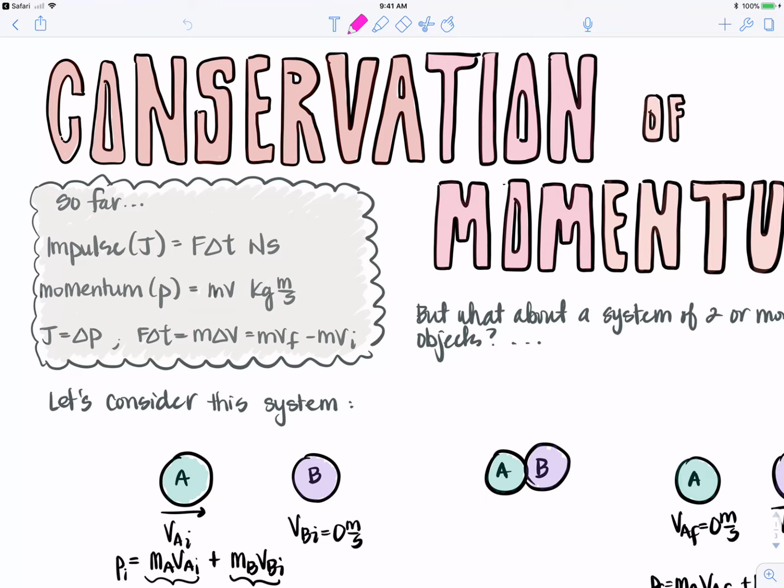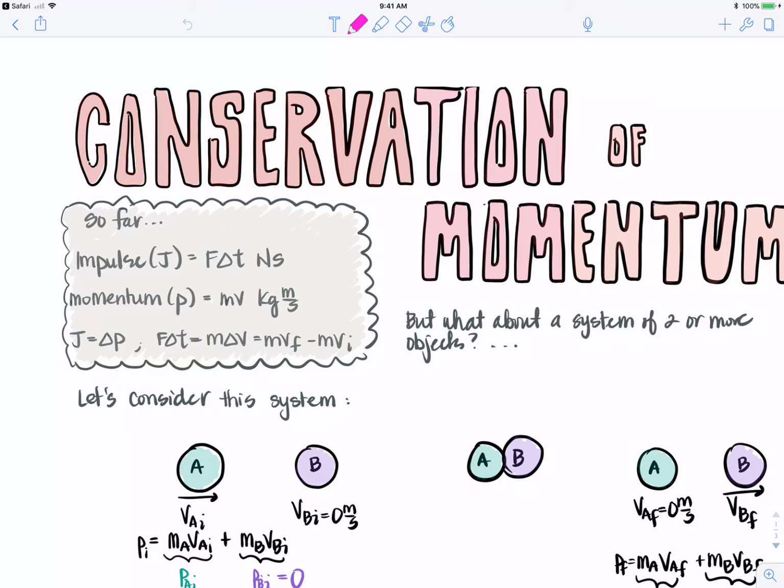We also saw impulse momentum theorem, which equates the impulse to the change in momentum. Again, this is not impulse equals momentum. This is impulse equals a change in momentum. So J equals delta P, or F delta T equals M delta V, where M delta V equals M VF minus M VI.